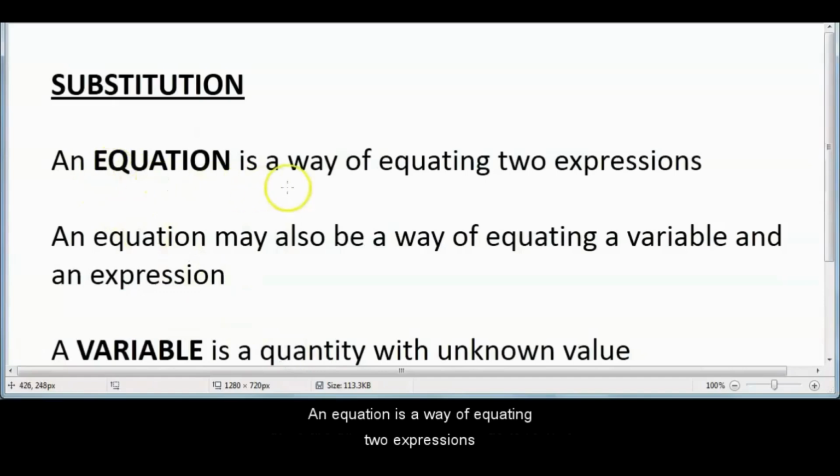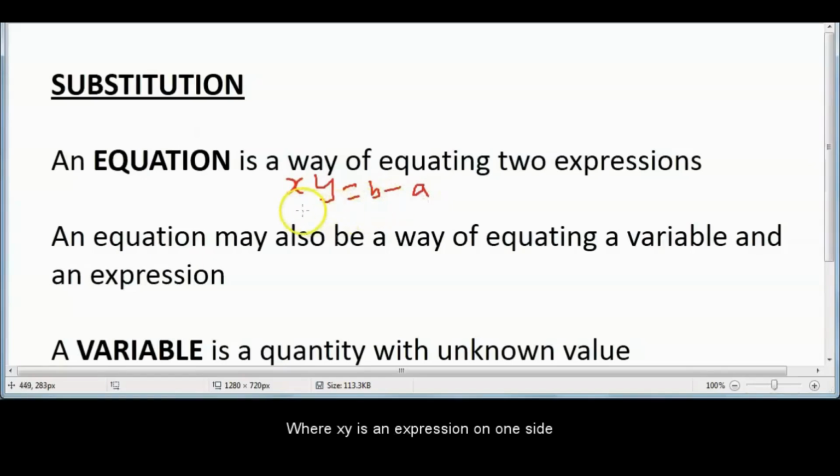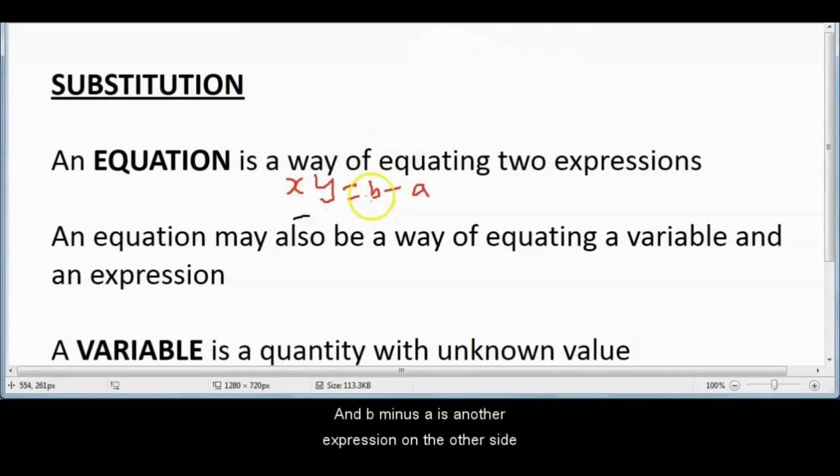An equation is a way of equating two expressions. An example of an equation might be something like this: xy is equal to b minus a, where xy is an expression on one side and b minus a is another expression on the other side.